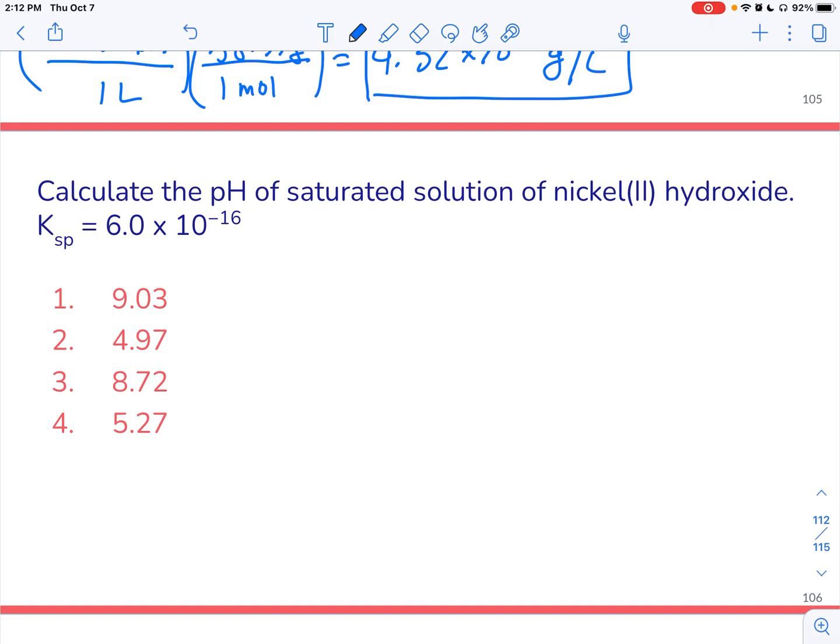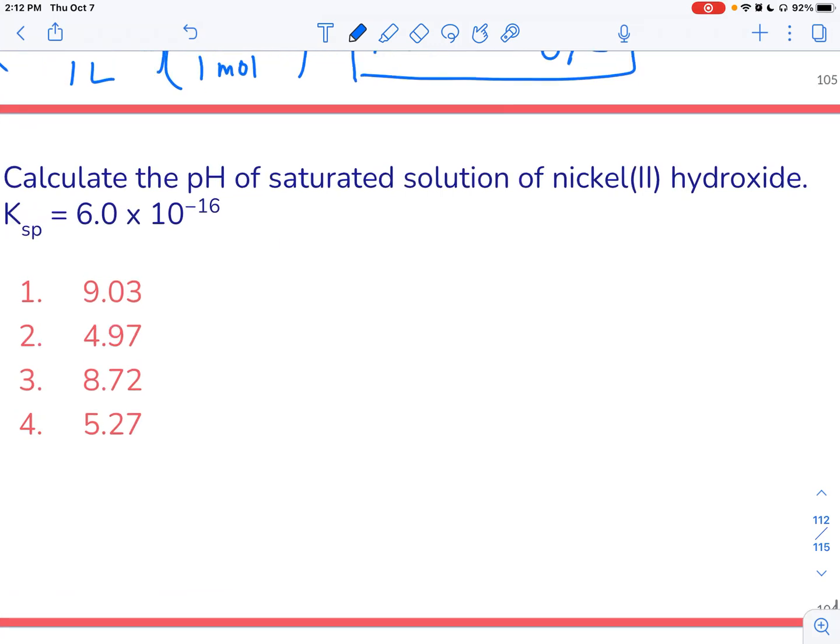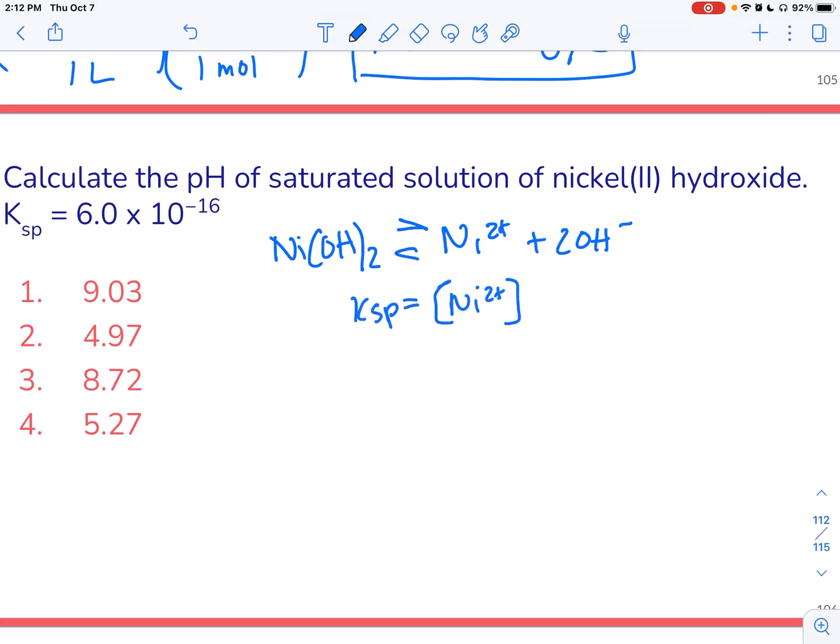All right, so now this is asking you to find the pH of a saturated solution of nickel(II) hydroxide. We give Ksp. So our nickel(II) hydroxide, this is a 4S cubed problem. Our Ksp is equal to nickel times OH squared. So we know that's going to be 6.0 times 10 to the negative 16 is equal to 4S cubed.